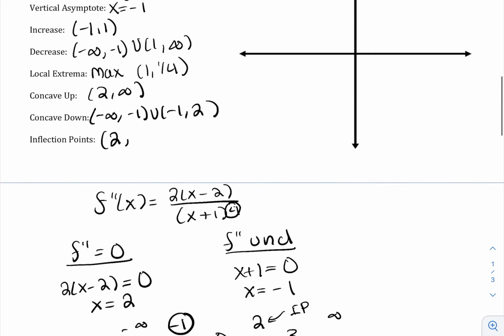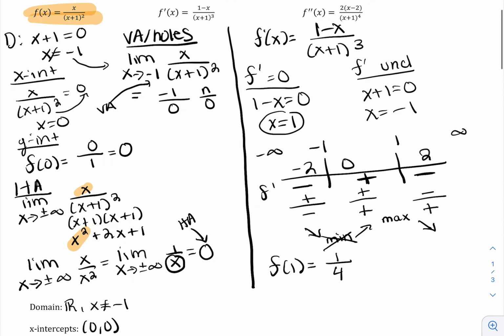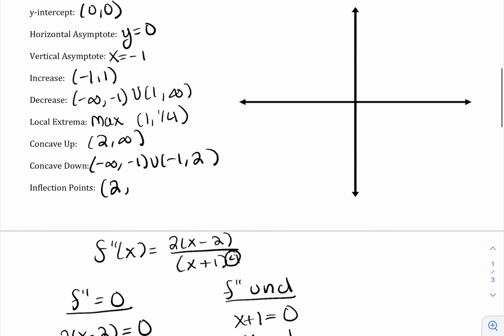All right, I got to go back up here. And I did f of 1, so let's do f of 2 down right below it. So I'm using the highlighted function that's in orange, the original f of x. So I'll have a 2 at the top. 2 plus 1 is 3. 3 squared is 9. So my inflection point is 2 comma 2 ninths.